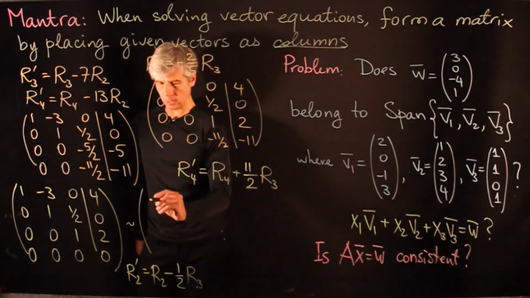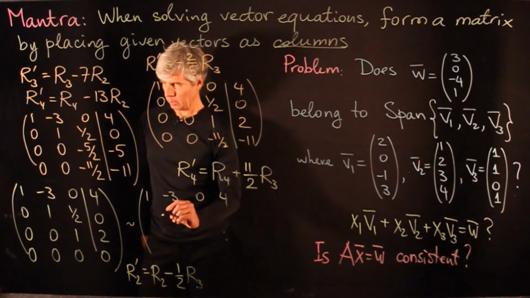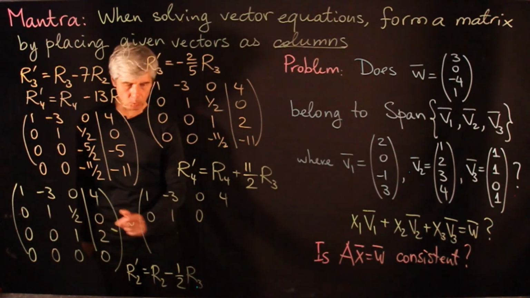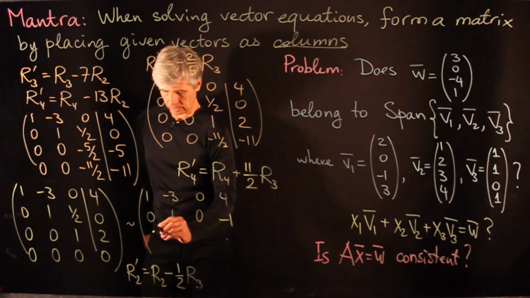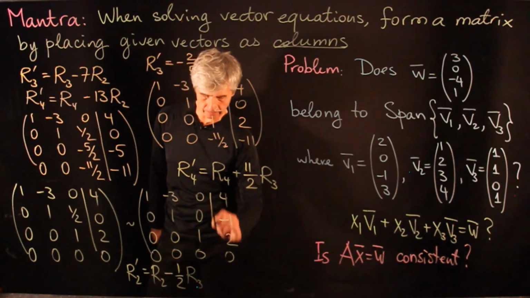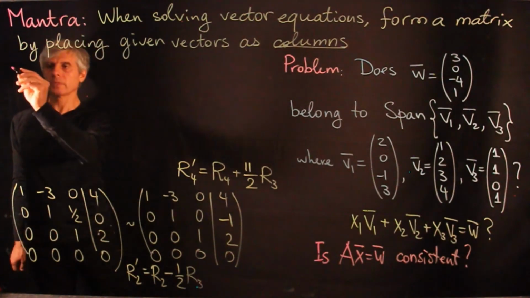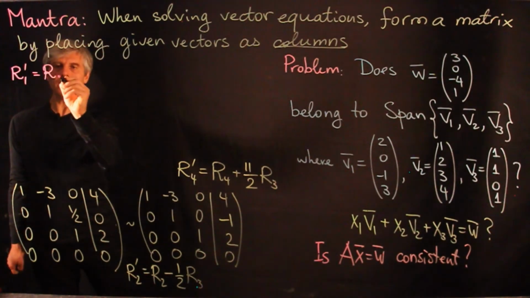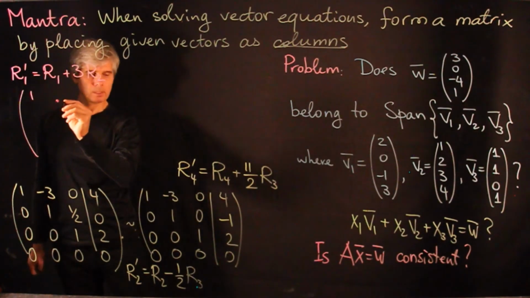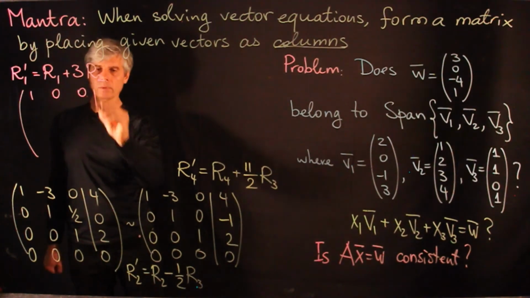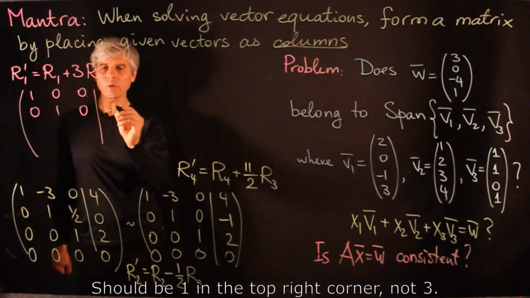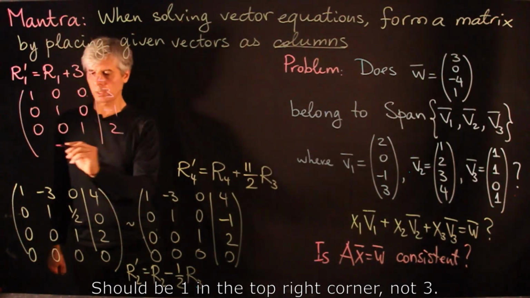So then the new matrix is 1, negative 3, 0, 4, 0, 1, 0, and then 0 minus 1 half of 2. So that's minus 1, and 0, 0, 1, 2, 0, 0, 0, 0. And now the last step. So we say that new row 1 is row 1 plus 3 times row 2. We get 1, 0, 0, 4 plus negative 1, that's 3, 0, 1, 0, negative 1, 0, 0, 1, 2, and all zeros here.